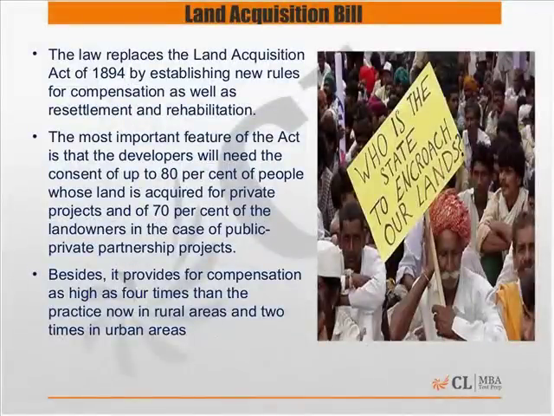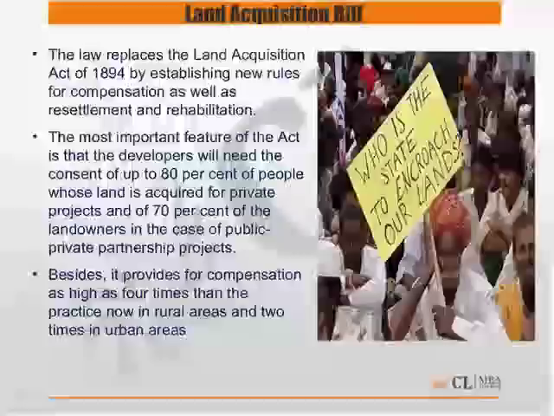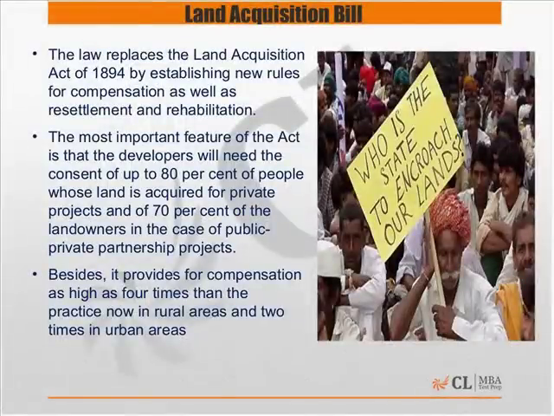You can see here, friends, the most important feature of the act is that developers will need the consent of up to 80% of the people whose land is acquired for private projects, and of 70% of the land owners in the case of public-private partnership. Besides, it provides for compensation as high as 4 times the current practice in rural areas and 2 times in urban areas.